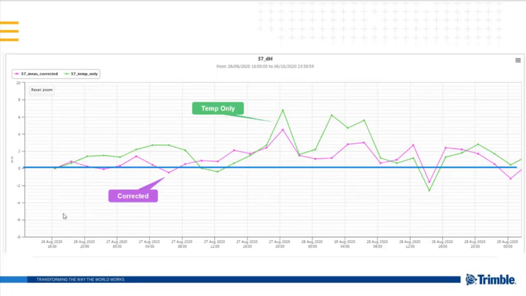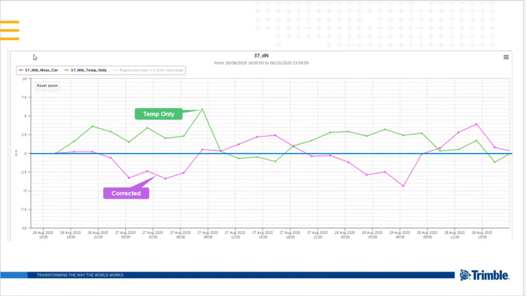Now it's time to finally look at some examples. In this chart you can see the height component of the target 37. The green line is the height component with only temperature corrections, and the purple one has the vertical refraction corrections enabled. The corrected line is smoother than the green uncorrected line. This chart shows the north component. Here the difference is not that obvious, but the purple line is still a bit smoother than the green line where only temperature corrections are applied.